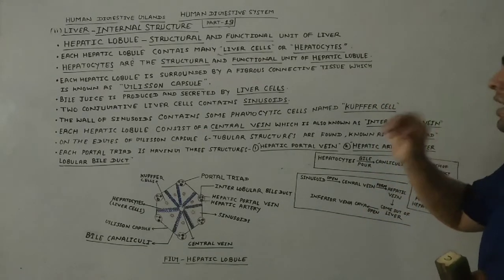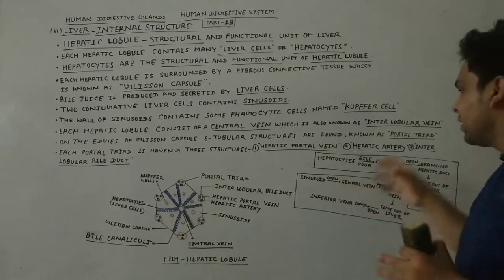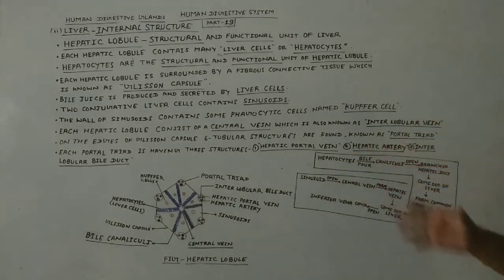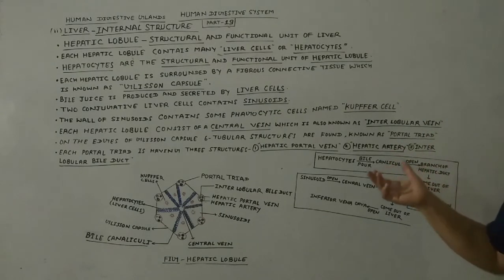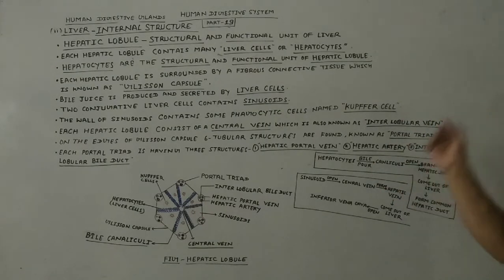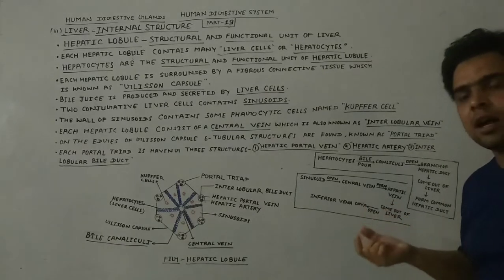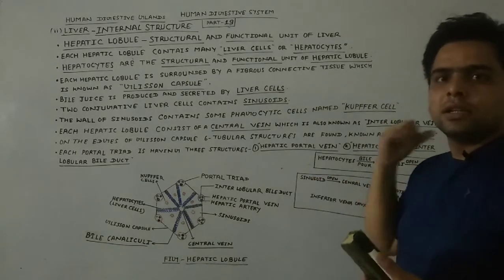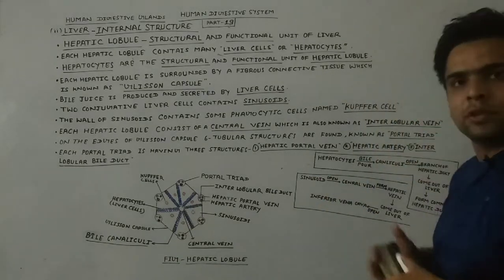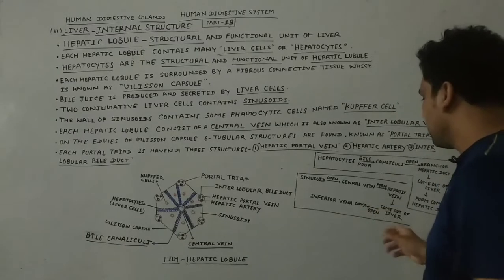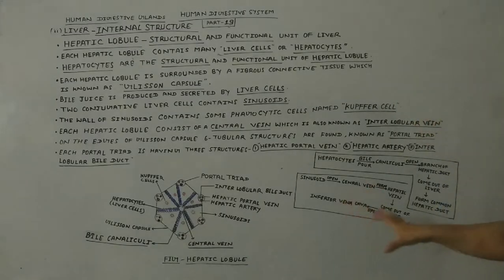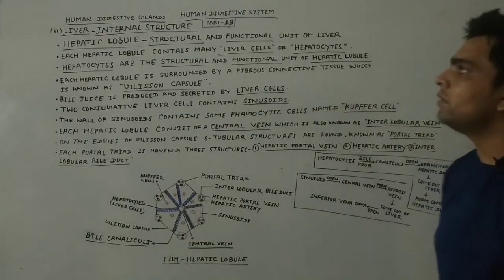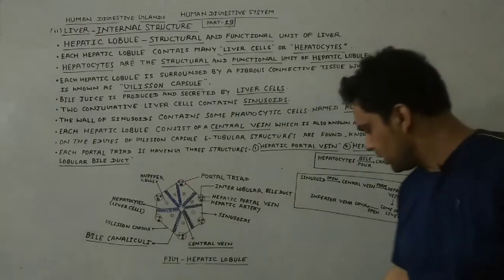Clear, students? And from the heart, this deoxygenated blood gets oxygenated through the lungs. From there it comes back into the heart, and from there this oxygenated blood is supplied to all other organs. So this is all about the internal structure of our liver. Thank you, students. Keep watching.